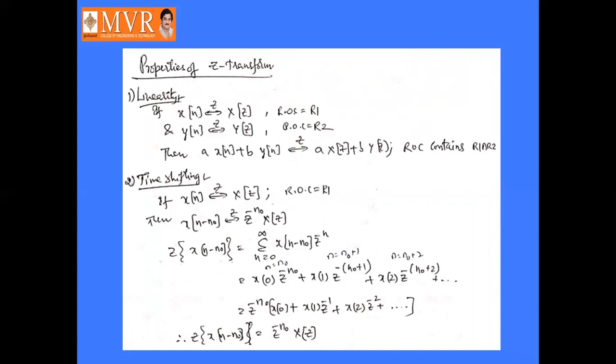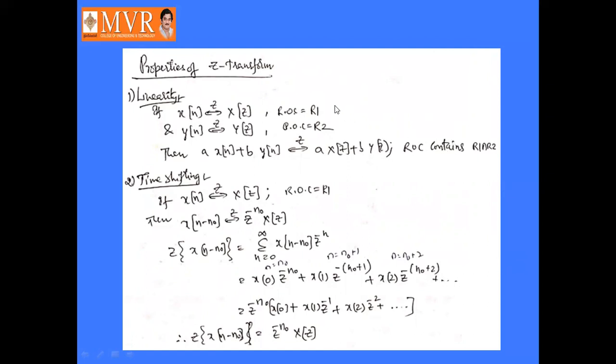First property is the linearity property. It is defined as: if the Z transform of x of n is X of z with ROC R1, and the Z transform of y of n is Y of z with ROC R2, then the Z transform of A into x of n plus B into y of n will become A into X of z plus B into Y of z. Here ROC contains R1 intersection with R2. This is the linearity property.